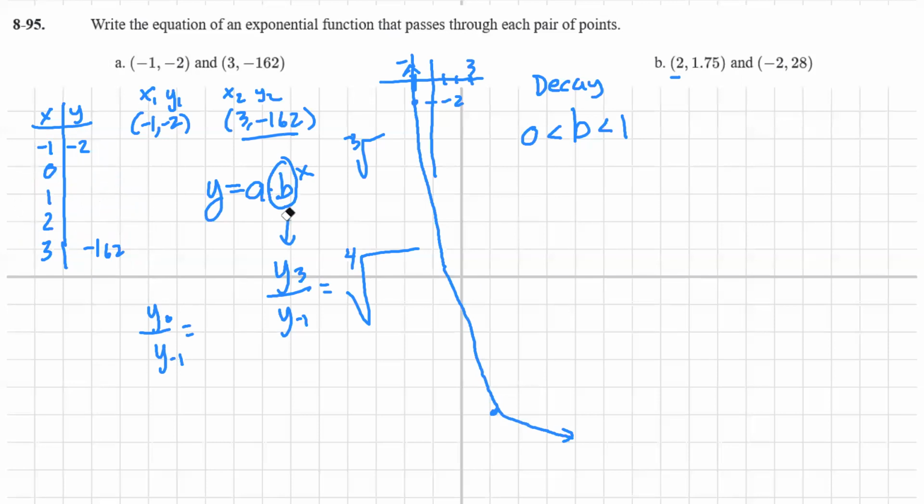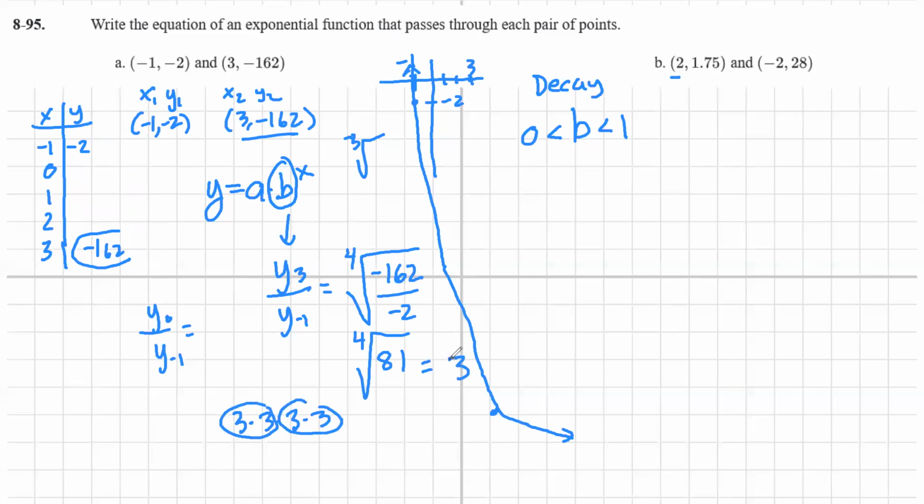Okay, so we're taking the fourth root because they're 4 apart from each other. So I want to divide negative 162, and we keep the negative in there, divided by negative 2. Okay, and this is just 81. Don't need a calculator for that. Fourth root of 81 is 3, because 3 to the fourth is 81, right? 3 times 3 times 3 times 3, that's 81, because this is 9, that's 9. So the fourth root of 81 is 3. So that tells me, hey, my equation is 3 to the x times some a value equals y.